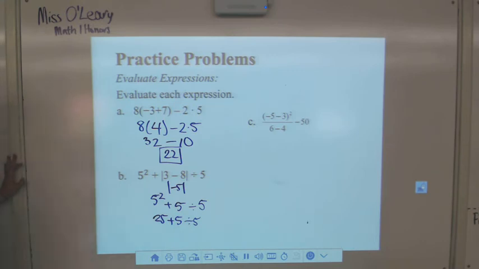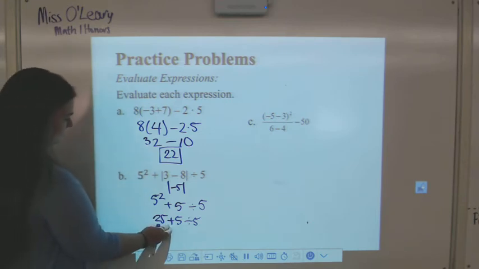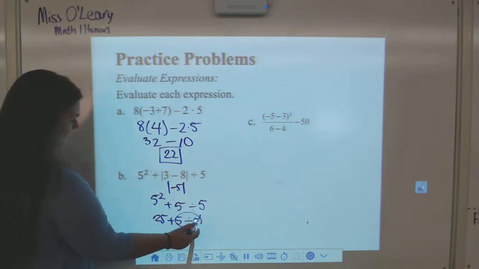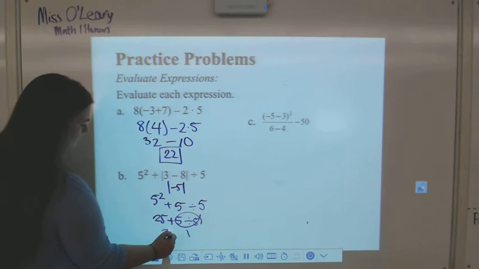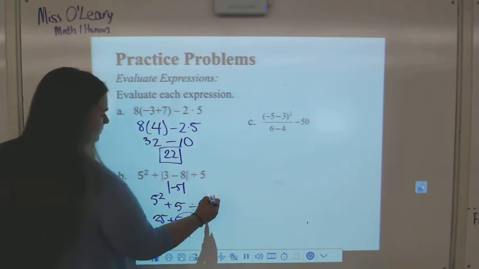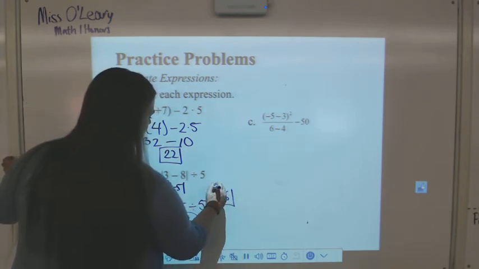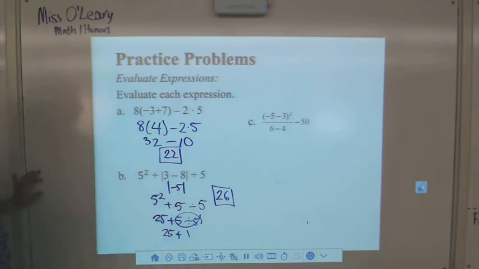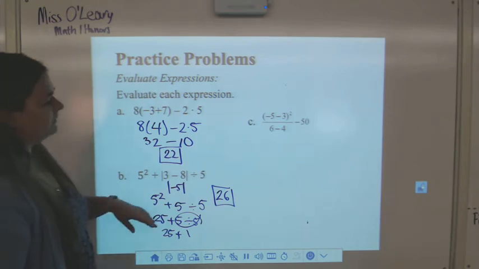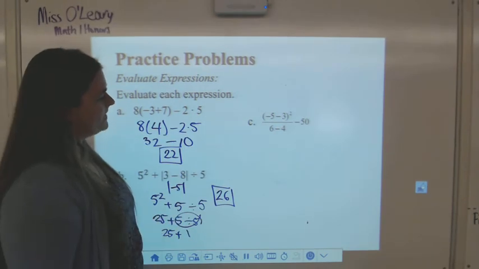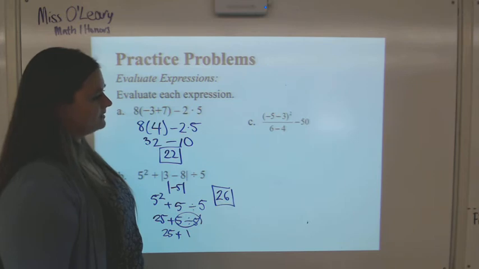On to the next hopscotch square, and I'm working on multiplication and division. Well, I see division, 5 divided by 5 is 1. 25 plus 1 gives me a final answer of 26. One last practice problem for this skill here. I want to look at -5 minus 3 quantity squared, all over 6 minus 4, minus 50.